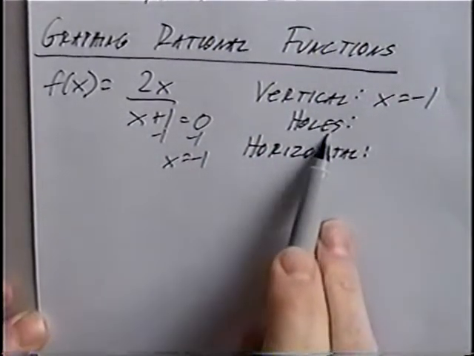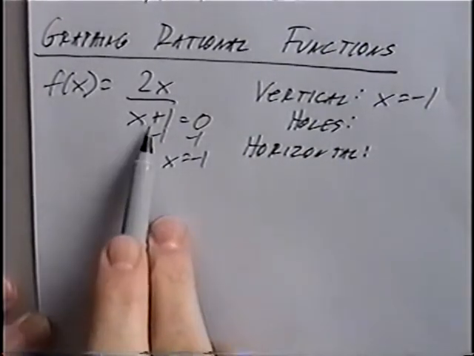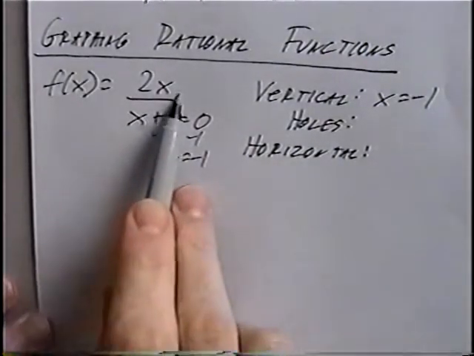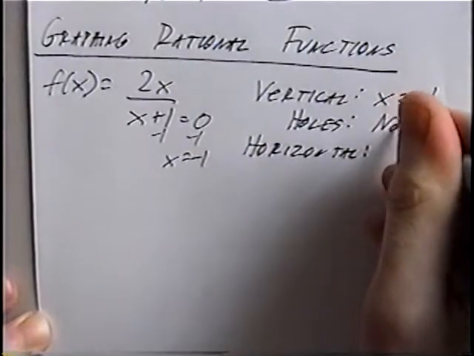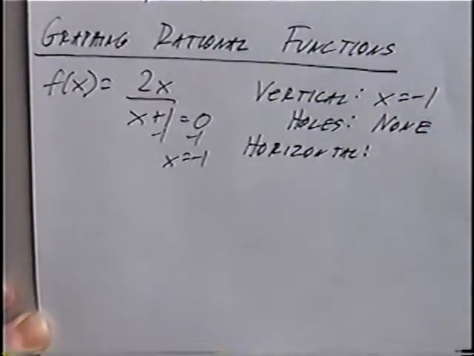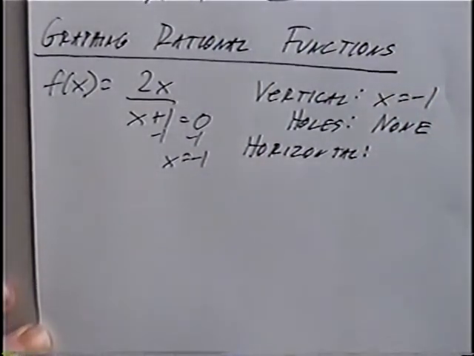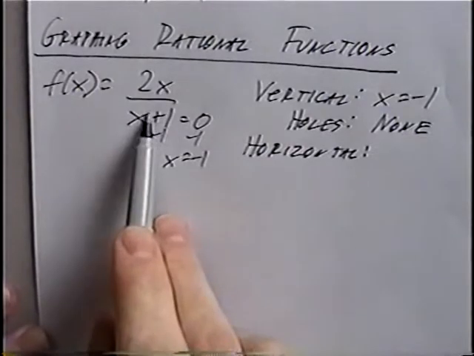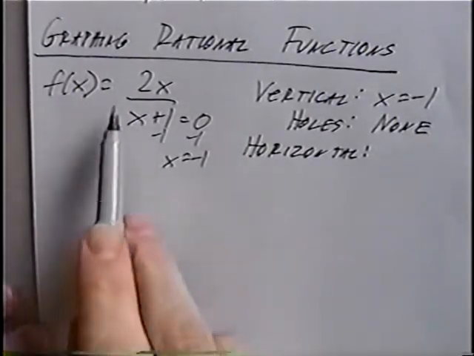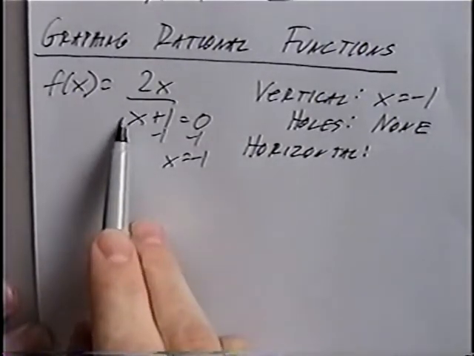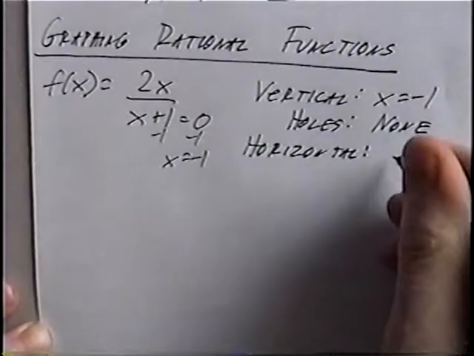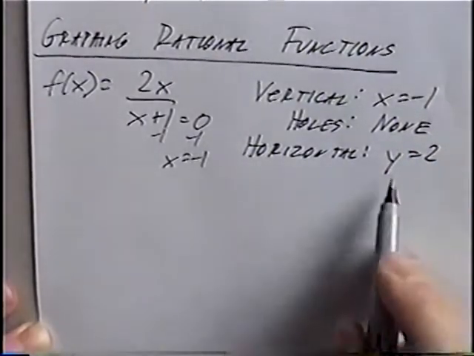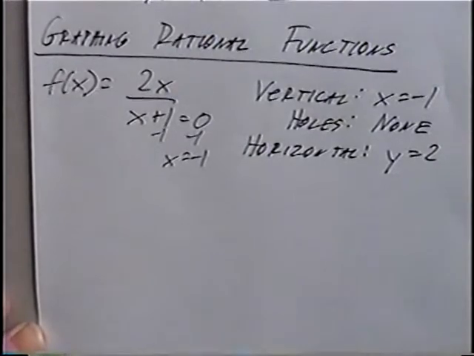The holes on the graph, again if a factor cancels out, we have x plus 1, but there's no x plus 1 in the numerator, so there are no holes. The horizontal asymptotes, you look at the degree of the numerator and denominator. Both have the same degree, which means you'll make a fraction from the coefficients, 2 over 1 or just 2. And the horizontal asymptote is y equals 2.